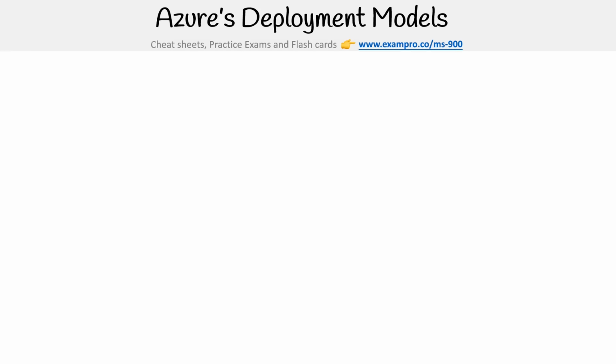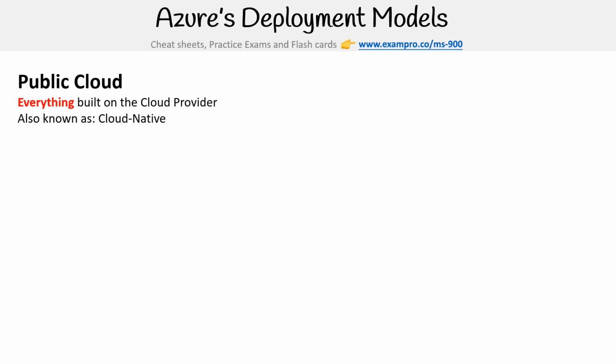Hey, this is Andrew Brown from ExamPro, and we are looking at Azure's deployment models. The first model we're going to talk about is public cloud, and that's where everything is built on the cloud service provider. You're not using anything on-prem or in your own data centers. Everything is running within Azure. Generally, this is known as cloud native, but for some reason, Azure calls it the public cloud. So that's what we're going to use in the terminology here.